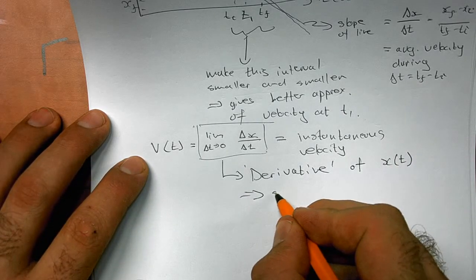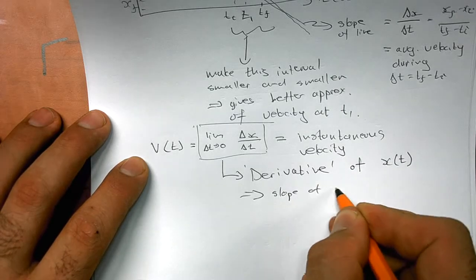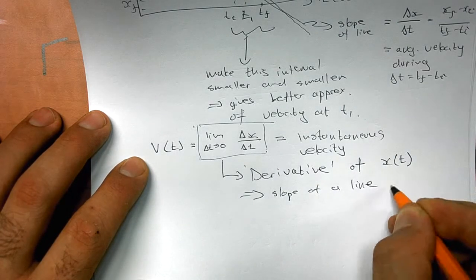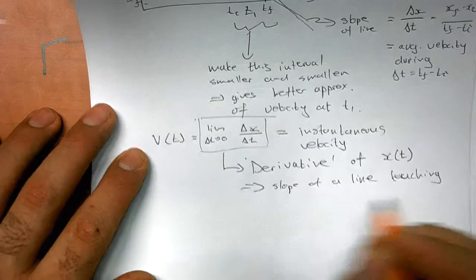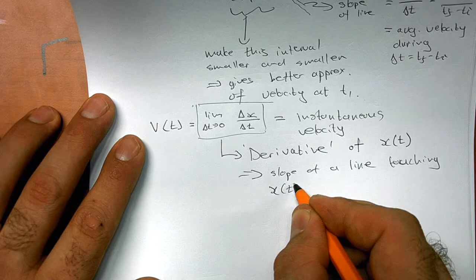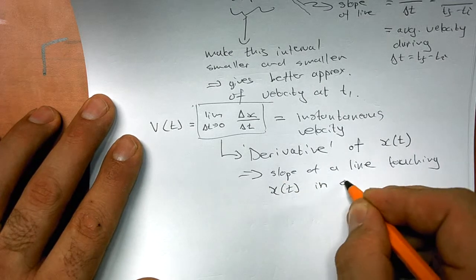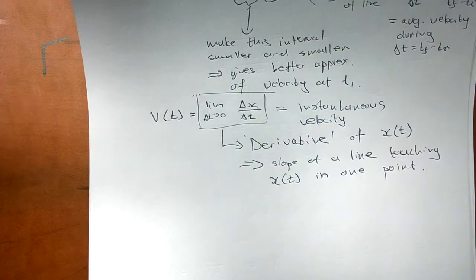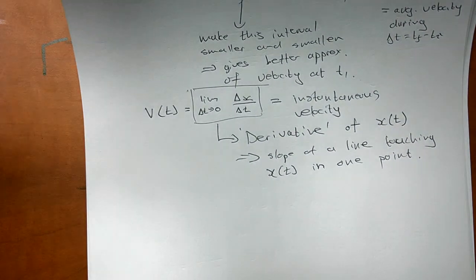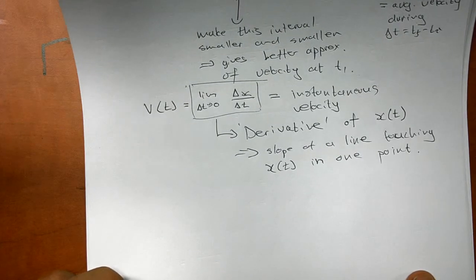is the slope of a line just touching this function x of t at one point. So for now, that's the only thing you need to know about derivatives for physics. You will learn more about them in mathematics, and then while you're busy with that, when we come back to these things, you'll be more adept at handling them.